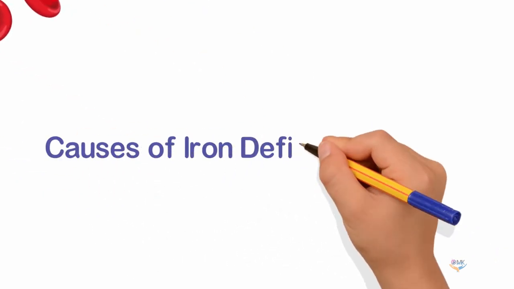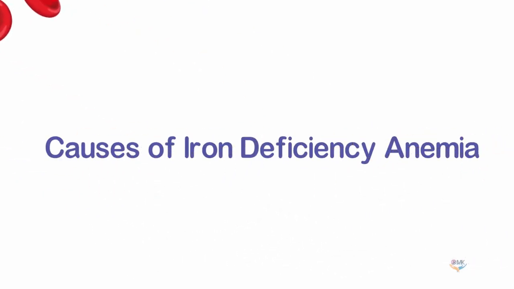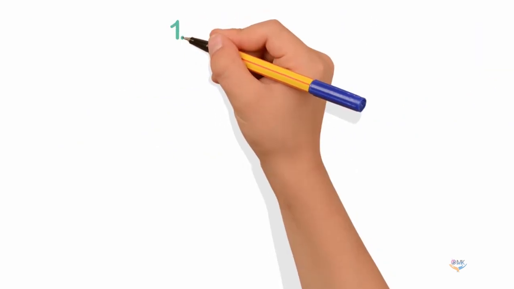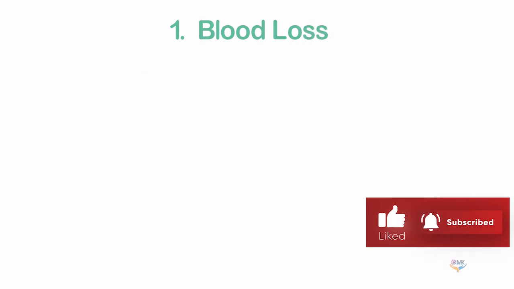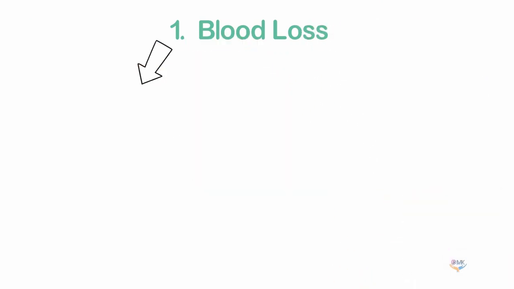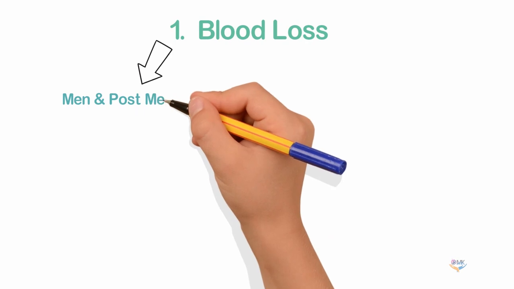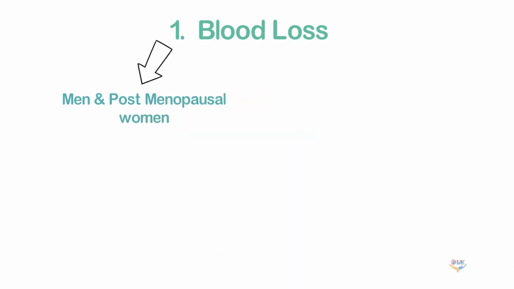Causes of iron deficiency anemia. There are many causes of iron deficiency anemia. First one is excessive blood loss. This cause is further divided into two categories. First category includes men and postmenopausal women.